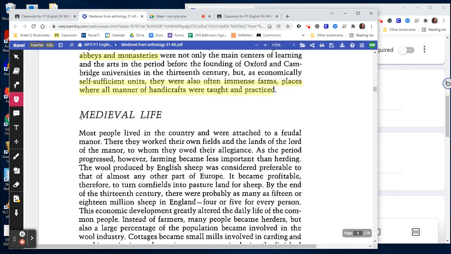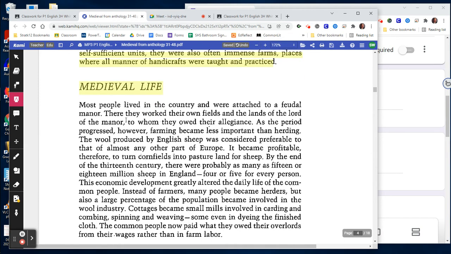Okay, next section is medieval life. Most people lived in the country and were attached to a feudal manor. That means that where they lived had this big house in the center of it. There they worked their own fields and lands of the lord of the manor, to whom they owed their allegiance.